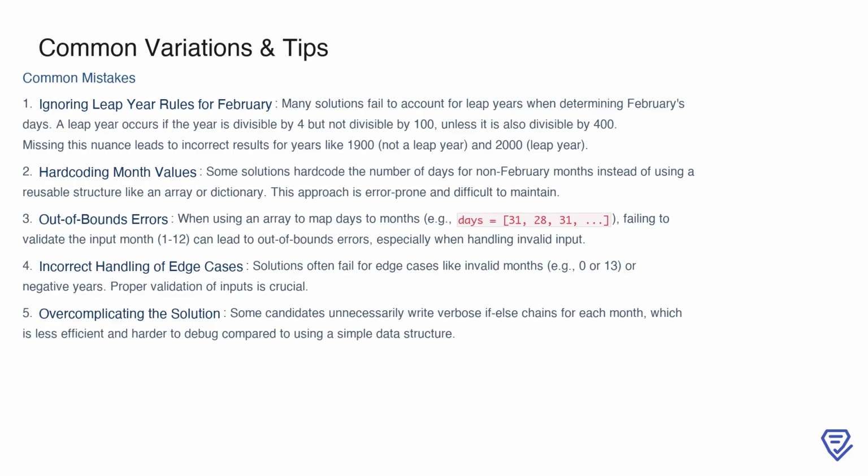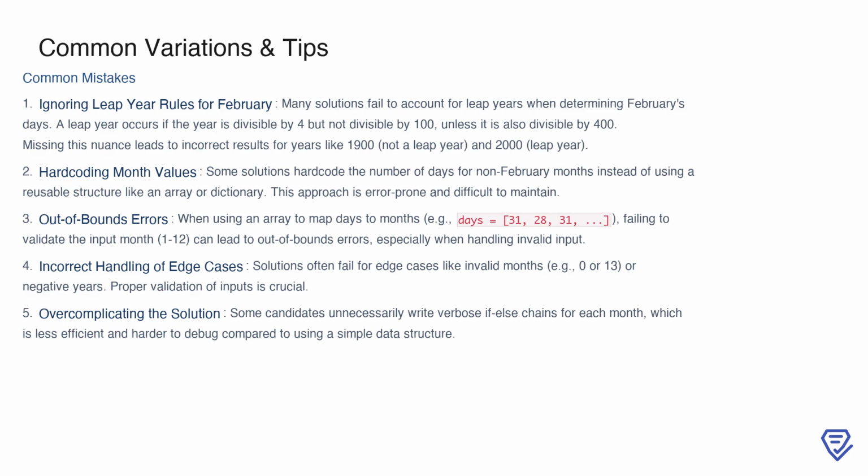Another issue is hard-coding the number of days for each month. While this might seem simple, it's error-prone and not easily maintainable. Instead, consider using a data structure like an array or dictionary to store these values. Out-of-bounds errors are another pitfall. If you're working with an array, it's important to validate that the input month falls within the range of 1 to 12. Neglecting this step can cause runtime errors, especially with invalid inputs.